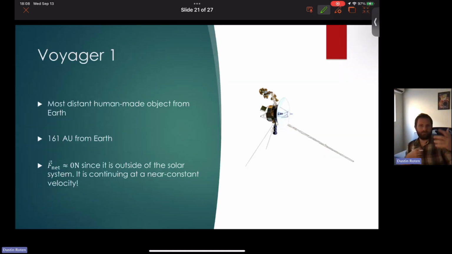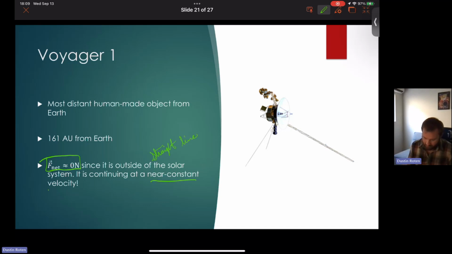You can actually see that with Voyager 1. This is the most distant human-made object from Earth. We actually manage this at JPL, managing the data interactions and downlinks and stuff. It's 161 astronomical units from Earth, and because it's so far out of the solar system, there's not really any gravitational forces. I mean, there are, but they're so small. So really, there's not a lot of forces acting on Voyager 1. Since the forces are almost 0 because it's outside the solar system, it's going to continue forever in a straight line.